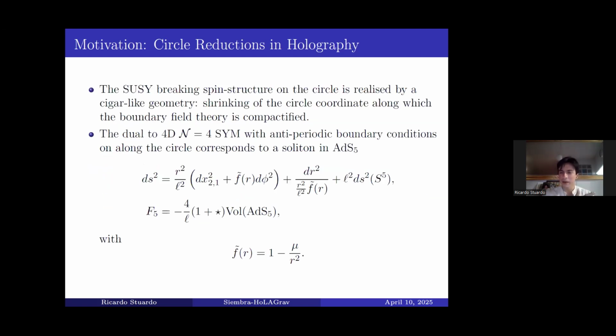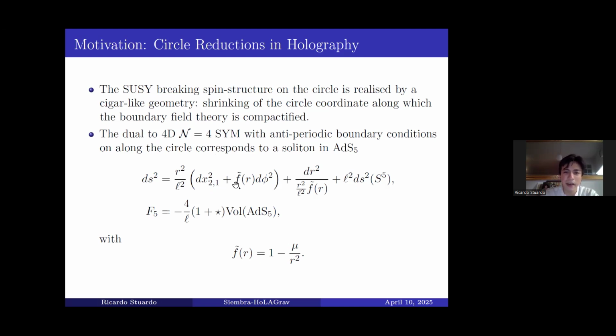So this is the field theory part, but how do you see that supersymmetry is broken by antiperiodic boundary conditions on the gravity side? The point is that here you need to realize the compactification of the circle as you vary the energy, which in AdS/CFT is the radial direction. And the holographic dual to the compactification of the circle is this deformation of AdS5 plus S5.